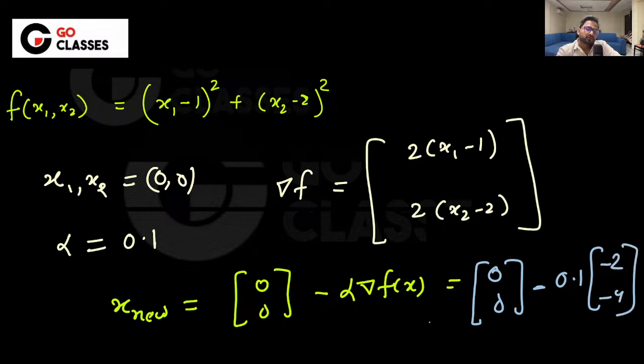Is this fine to everyone? So your new point will be, not 2.1, your new point will be 0.2 and 0.4, right? The new point will be this. Is this fine?